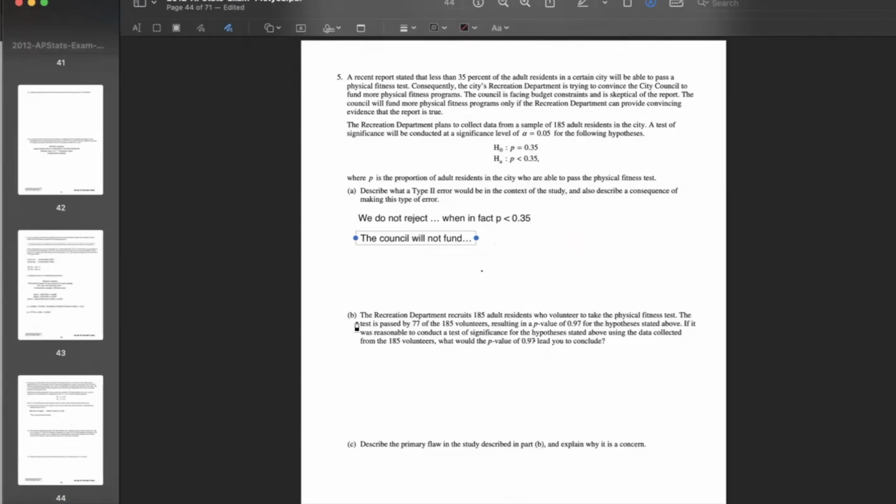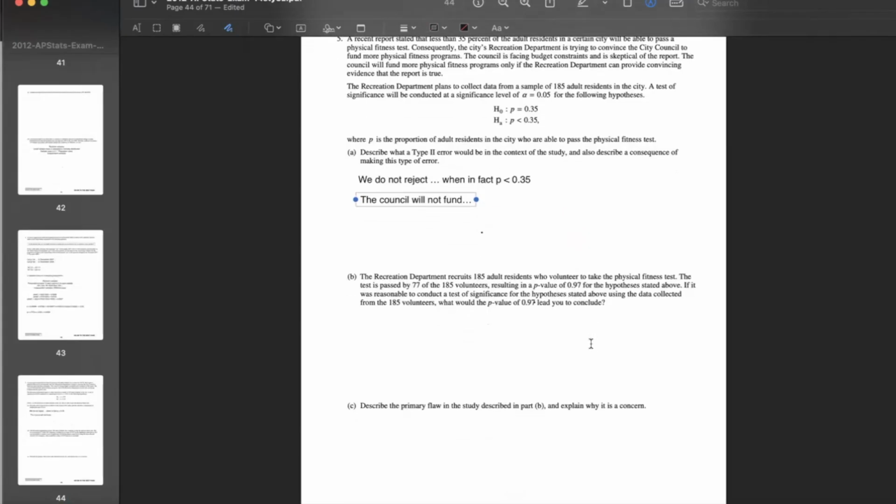All right, and for part B, the recreation department recruits 185 adult residents who volunteer, and we obtain a p-value of 0.97 for the hypothesis stated above. What would it lead you to conclude? Since the p-value is greater than the level of significance of 0.05, and make sure to write in full sentences on the AP exam. I'll just write out simple short things to make it simple.